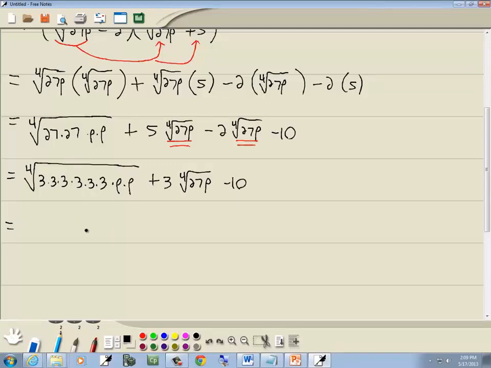Well, back to our first radical. We're looking for, our index is 4, so we're looking for 4 of something. Here's 4 3s. These 4 3s are going to come out in front as a single 3. And then, what's underneath here? We're left with 3 times 3, which is 3 squared, and we're left with p times p, which is p squared. Everything else just carries down.